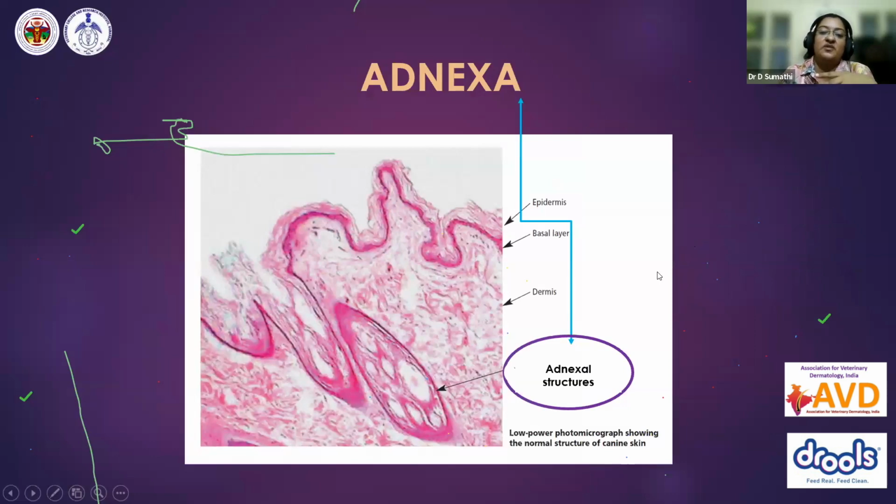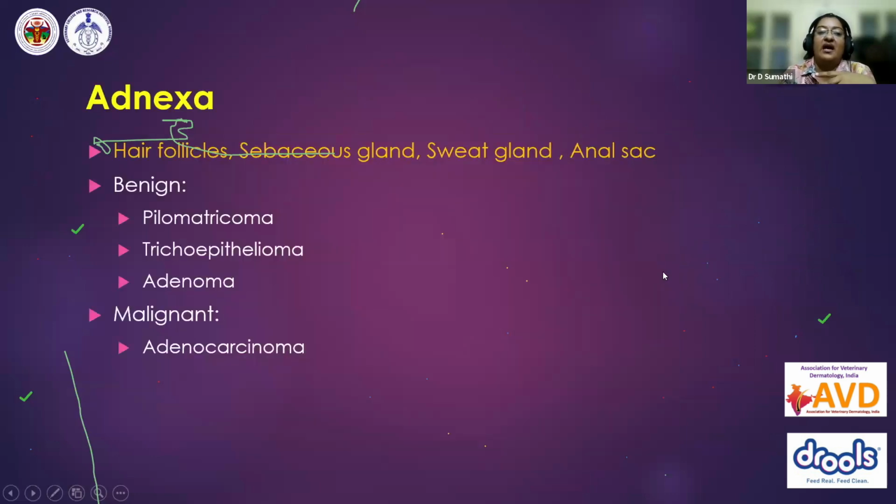Coming to tumors of adnexa, we have hair follicle, sebaceous gland, sweat gland, and anal sac. And here we have, as we already discussed, pilomatricoma, trichoma, trichoepithelioma. These are easily surgically removed if the owners are willing. And in case of malignant, it is going to be adenocarcinoma, which requires again radiation therapy or chemotherapy.